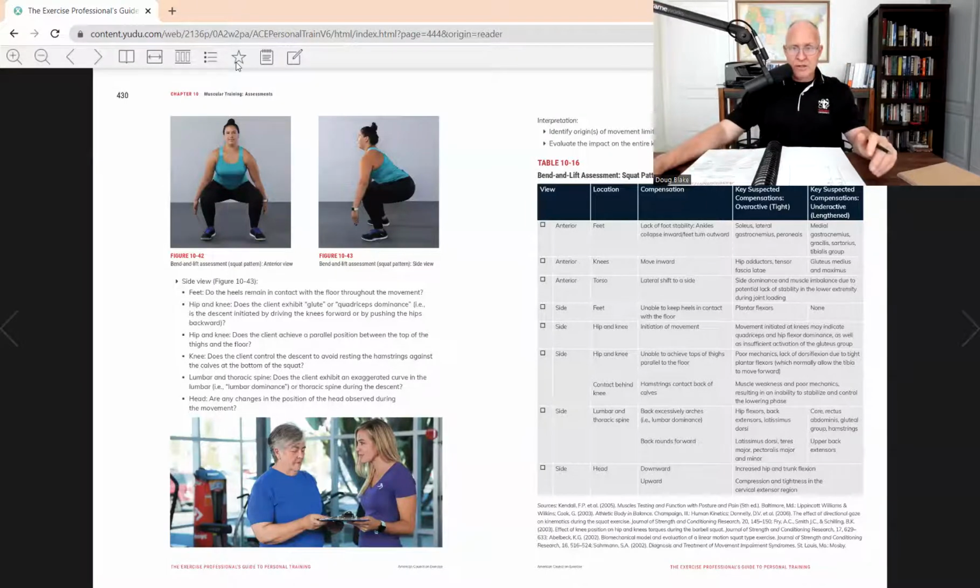So I would literally see here where it says anterior. Go to the person that you're doing this with, go to the person's foot and point to it. Lack of foot stability. Ankles collapse inward, right? The feet turn inward and the toes turn out. Well, you can do that and you can look at it and you can point at it.